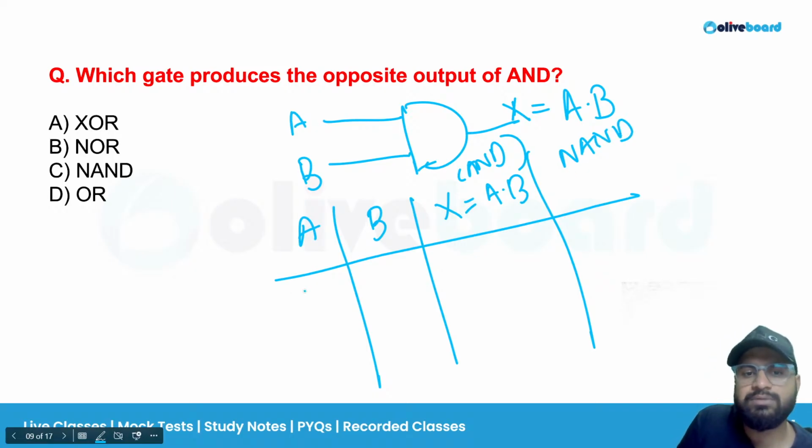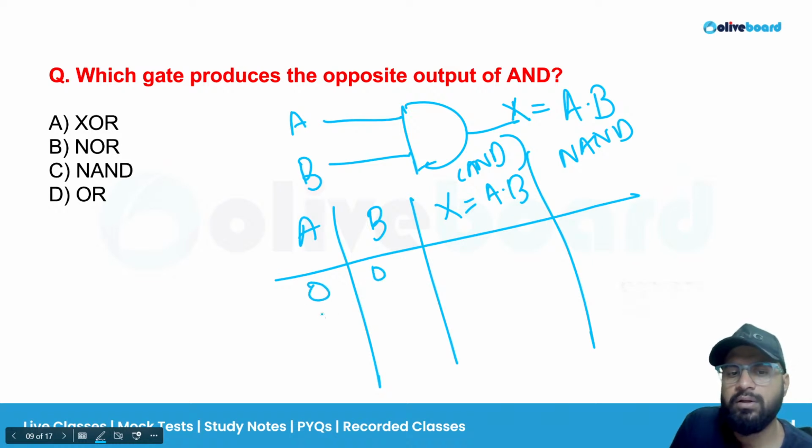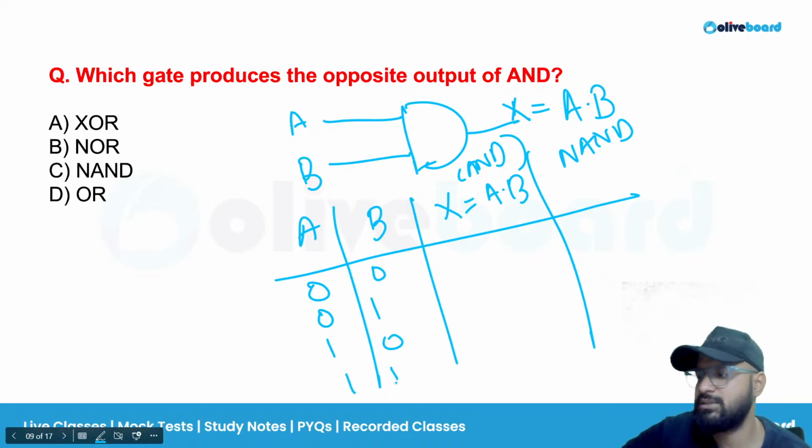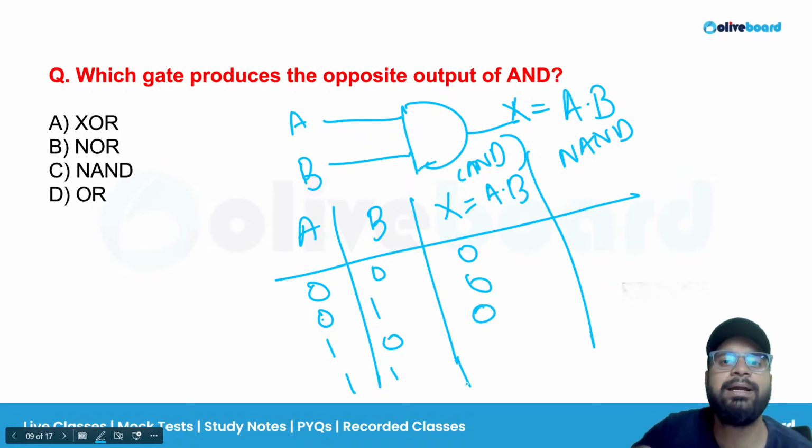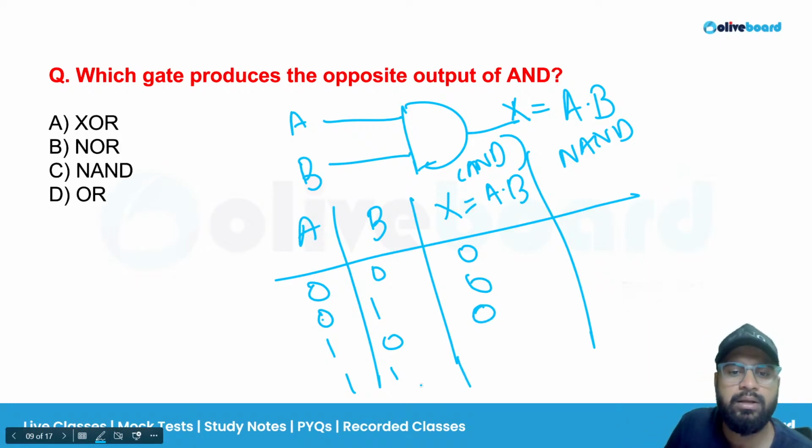Now students, what is the possibility of two inputs here? It will have 0 0, 0 1, 1 0, 1 1. Now how does the AND gate work here? AND gate works on multiplication. That means if you multiply 0 into 0, the output will be 0. 0 into 1, output will be 0. 1 into 0, output will be 0, because if you multiply anything with 0, it will be 0. 1 into 1, output will be 1 here.